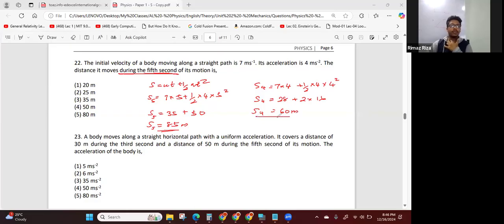So therefore, the distance traveled during the 5th second is given by the difference. So 25 meters. So the second one is the answer.